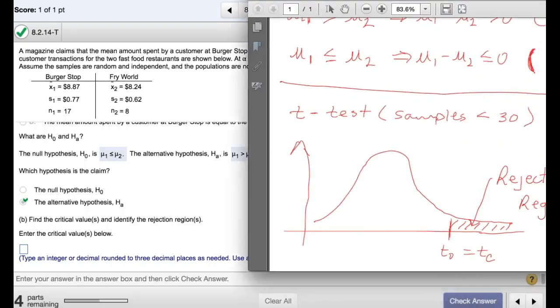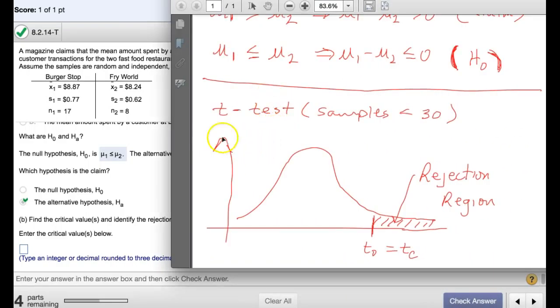So here, since we know that our samples are both under an amount of 30, we know that we're going to have to use a t-test, which means that we're going to have to find degrees of freedom and all that good stuff. But here is a quick sketch of what a t-distribution looks like. And if you notice here, it looks like we would have this particular rejection region.